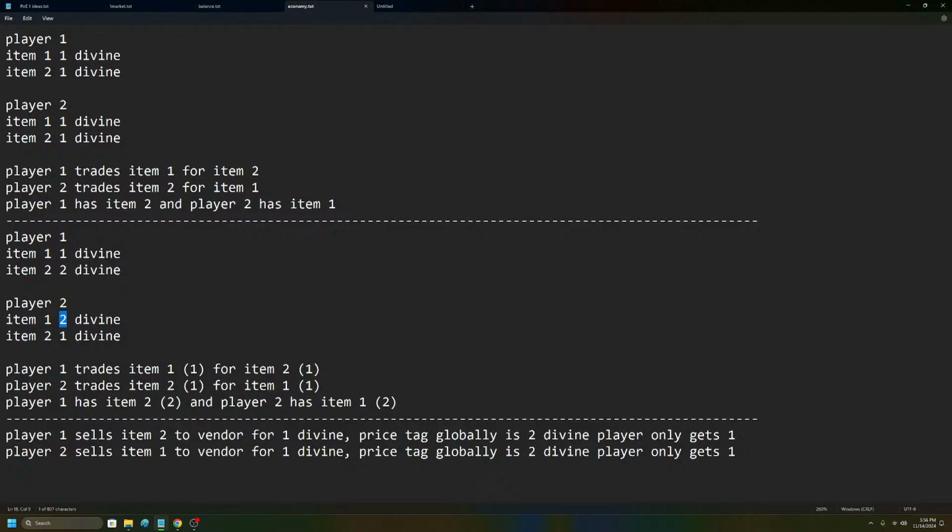So they see player 1 selling item 1 for 1 divine. That's the tag on the item, 1 divine. But player 2 sees that item 2 in player 1's economy is only worth 1 divine. So he can trade his second item for player 1's first item.